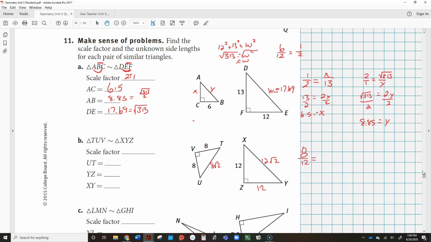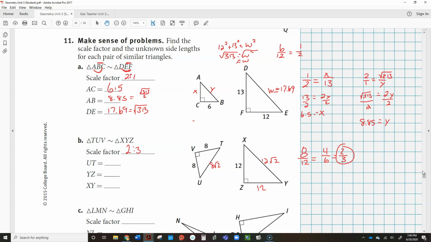Reduce that down. Let's see, what'll go into that? 2 will go into 8 4 times. 2 will go into 12 6 times. So I can reduce it again. 2 will go into 4 2 times, and 2 will go into 6 3 times. So there's the scale factor. The scale factor is 2 to 3.